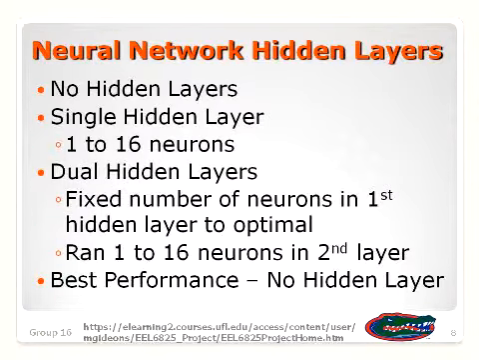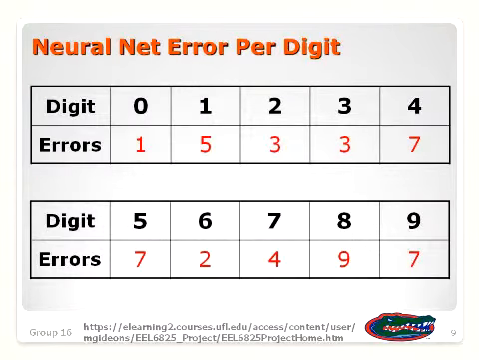One of the first parameters I experimented with was the number of hidden layers in the neural network. I experimented with no hidden layers, a single hidden layer, where I varied the number of neurons in that single hidden layer from 1 to 16 neurons, and dual hidden layers, where I fixed the number of neurons in the first hidden layer to the optimal number found in the single hidden layer experiment, and then ran 1 to 16 neurons in the second layer. I determined the best performance for our particular application to be no hidden layers in the neural network.